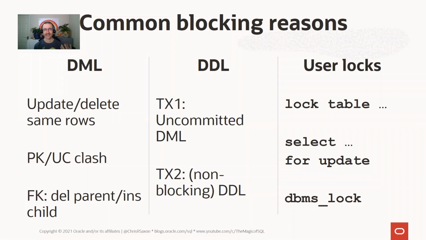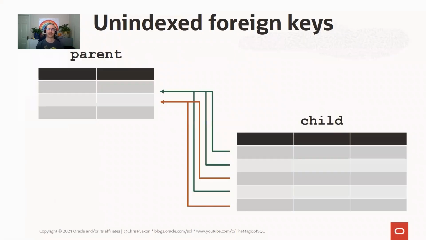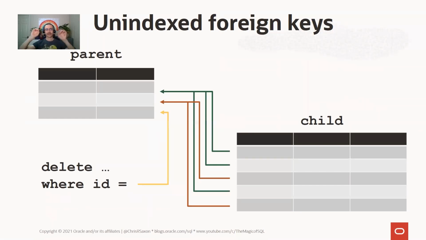I mentioned foreign keys, and I said I was going to talk about foreign key locking in a little bit more detail. Particularly, I wanted to talk about unindexed foreign keys. So we've got our parent table and our child, and there's pointers from the child to the parent. And what we want to do is delete one of the rows from the parent. Now, this row in the parent has no matching rows in the child. There are no rows pointing to that particular row in the parent. So it's safe to delete it. Foreign key is not going to stop us.